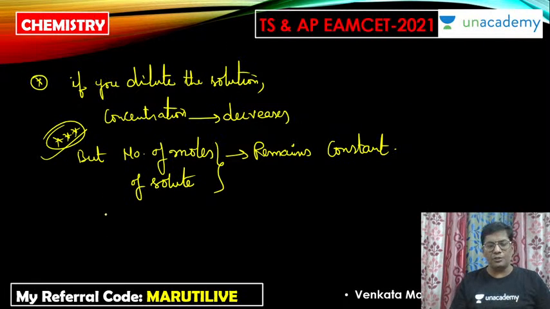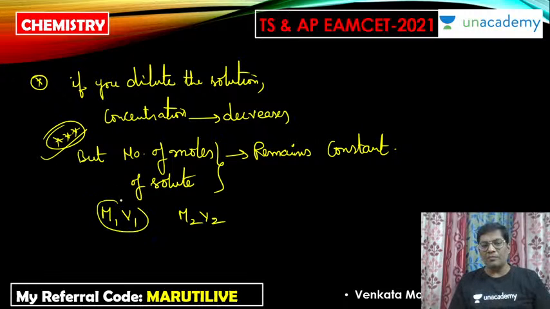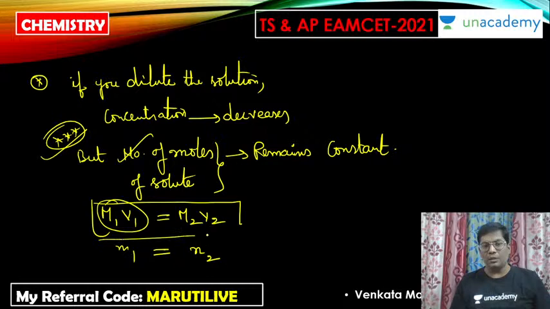So before dilution the molarity is M1 and the volume is V1. After dilution, after adding some quantity of water, the molarity is M2 and the volume will be V2. Here M1 V1 equals N1, M2 V2 equals N2. The number of moles are equal as per our concept. So the relation is M1 V1 is equal to M2 V2.